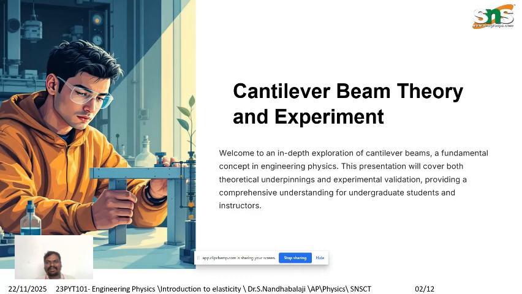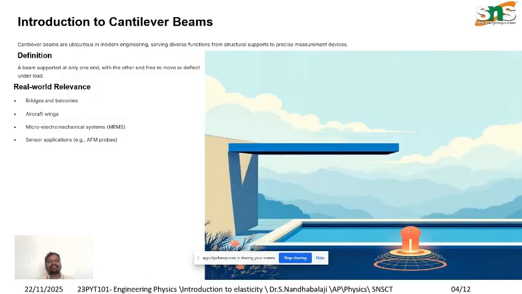Definition of a cantilever: a beam supported at only one end, with the other end free to move or deflect under load. And the real-world relevance of the cantilever: bridges and balconies, aircraft wings, micro electromechanical systems, sensor applications.